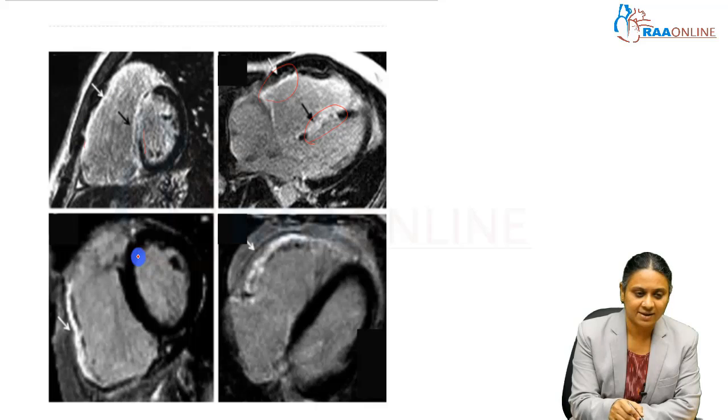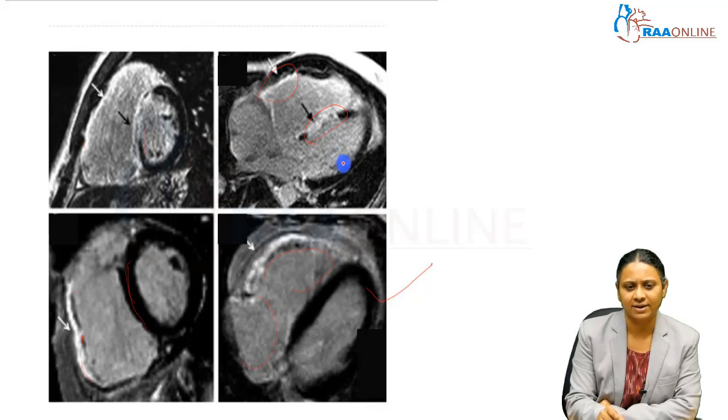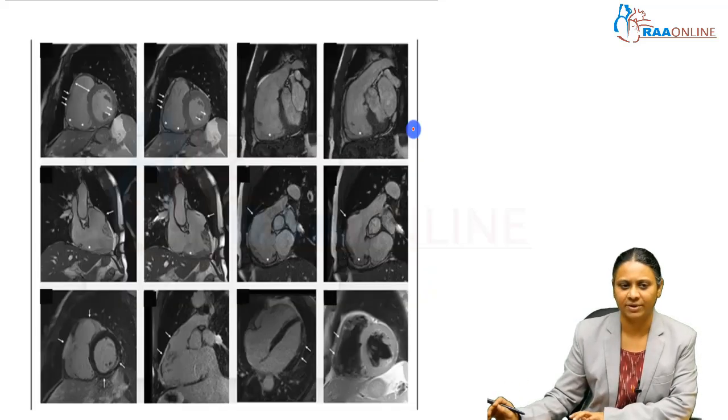But in ARVC the interventricular septum is spared. So there is only LGE, late gadolinium enhancement, indicating scar in the RV free wall. There is thinning also, and there is a dilated RV and RA. So this is classical of ARVC, while this is a sarcoidosis imaging picture.